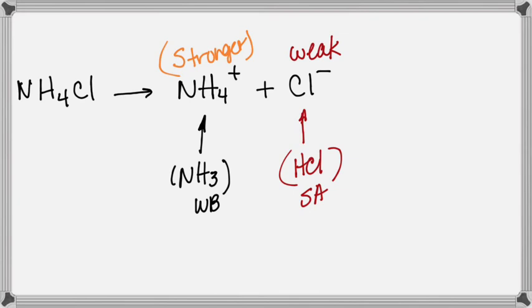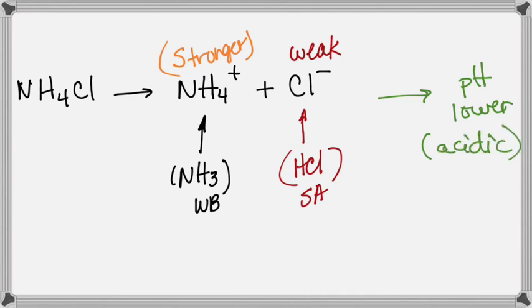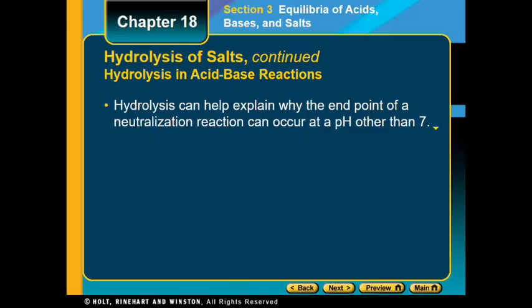This would give us a final solution that has a pH that's going to be lower, so it would be an acidic pH, since this would be our driving factor for the pH. So hydrolysis can explain the endpoint of a neutralization reaction that can occur at a pH other than 7.